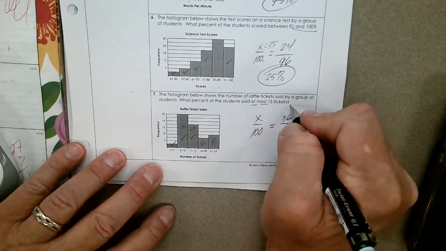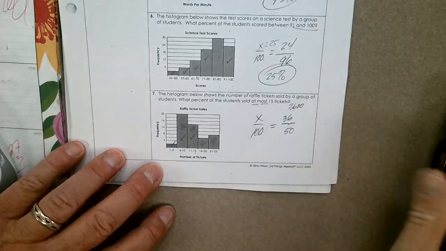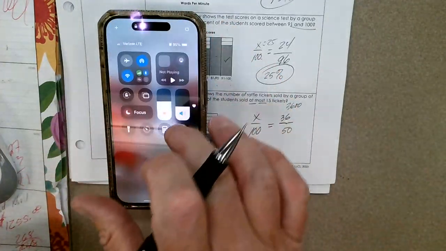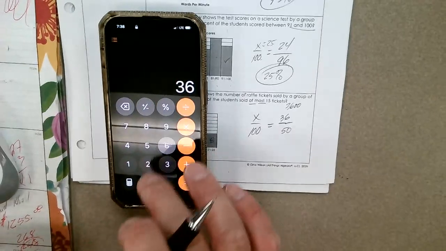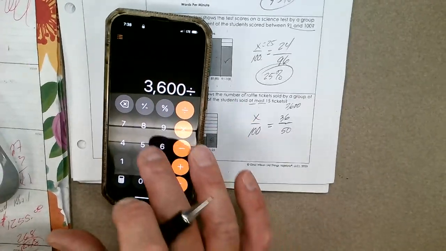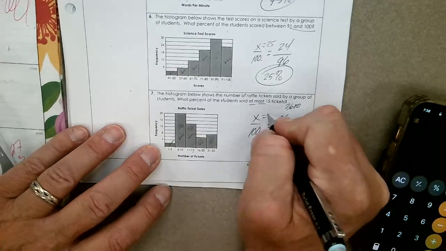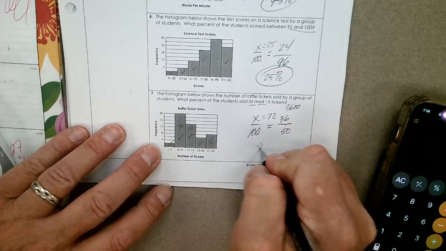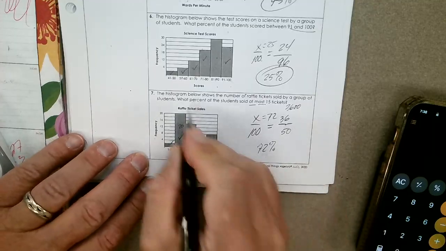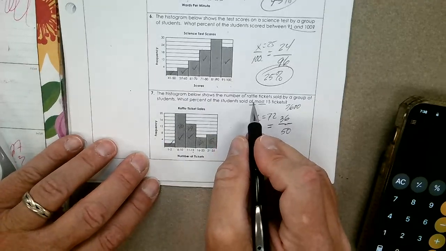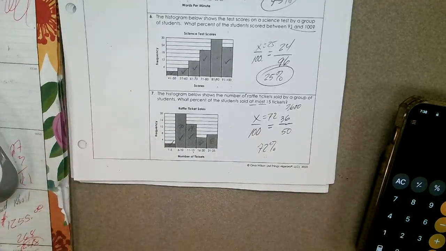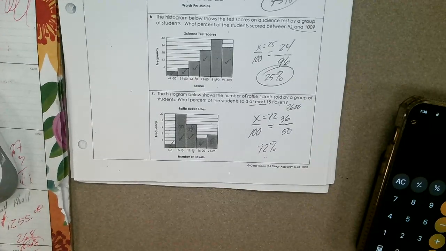So let's go ahead and multiply. 36 times 100 is 3,600. And 3,600 divided by 50 is 72, which x is 72 out of 100, which is 72%. What percent of the students sold at most 15 tickets? 72%. Okay? All right, we're rolling on.